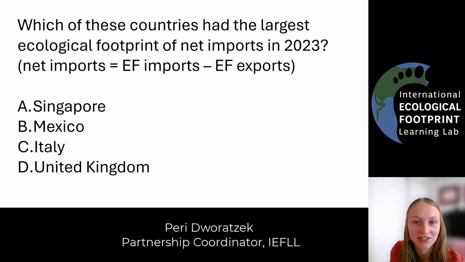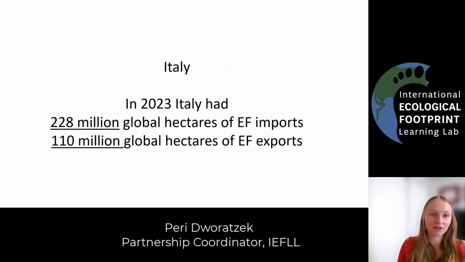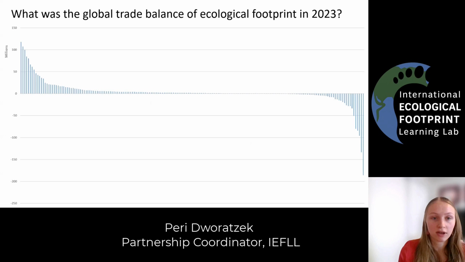The answer for this question is Italy. For the year 2023, Italy had roughly 228 million global hectares of ecological footprint of imports, and 110 million global hectares of ecological footprint of exports. So you can see they have roughly double the ecological footprint of imports over ecological footprint of exports. If we were to plot all the countries in the world on a bar chart using this idea of a trade balance, this is what it would look like.